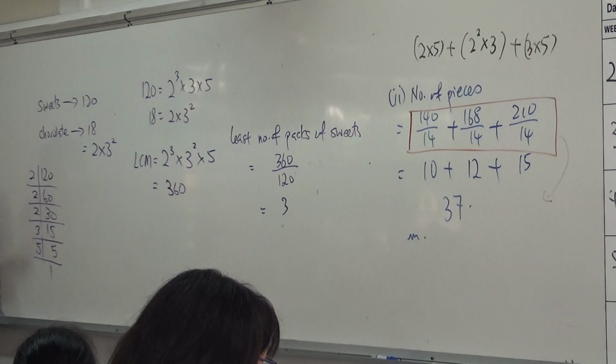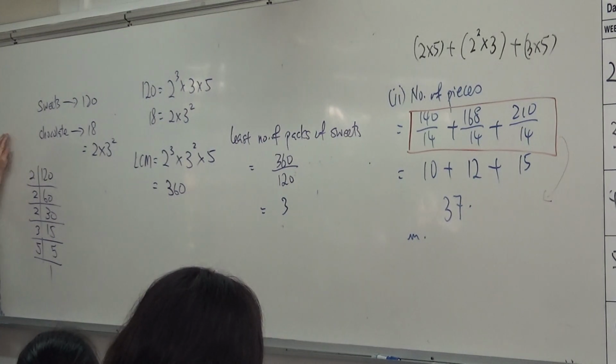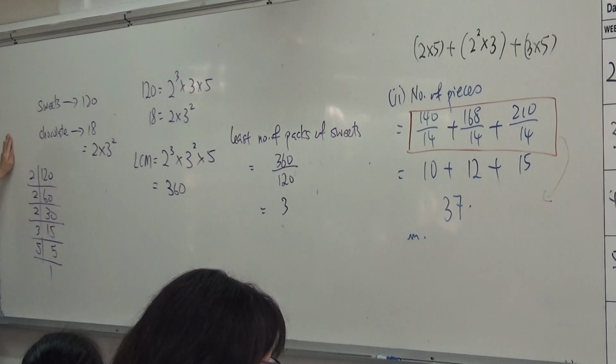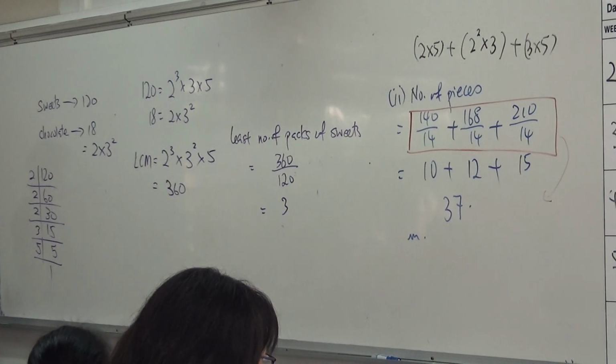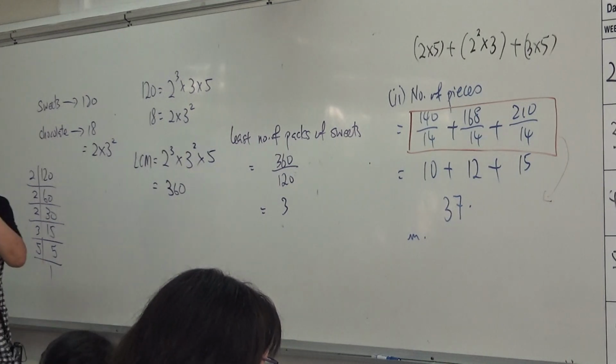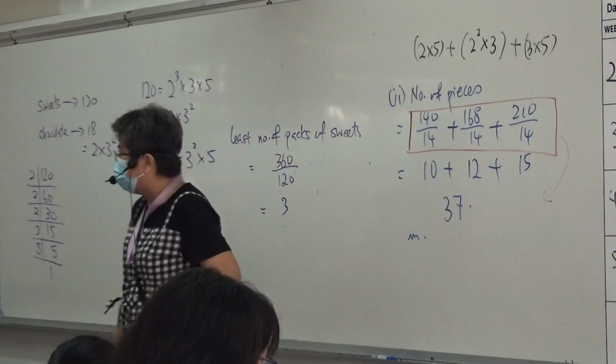Alright, let me ask you. If the question says how many packets of chocolate must I buy, then how? 360 divided by what? 18. How much is that? Oh wait, divide for me. Is it 20? So she must buy 20 packets of chocolates. That's correct. Are you clear now? Yes or no? Yes, okay.